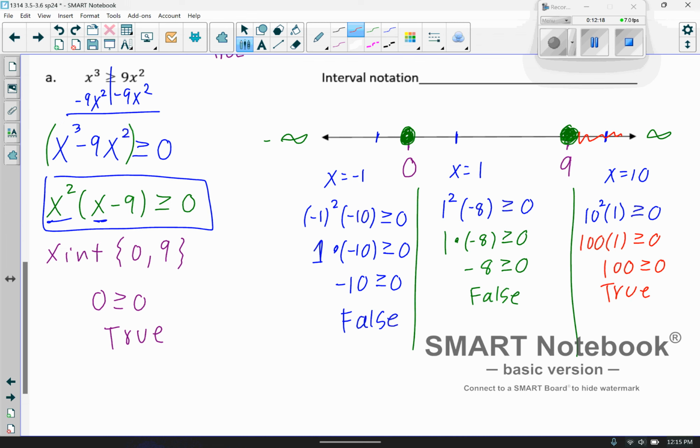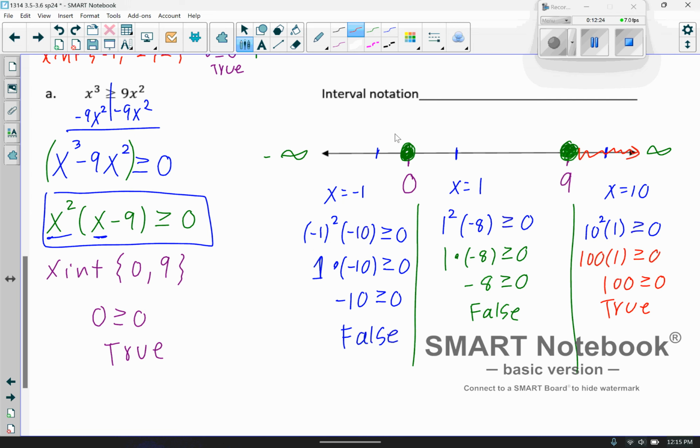Okay, so the way we're going to write our solution, you do need to include 0 because 0 was a value that comes back true. So I'm going to have to do 0 and then union and then put the interval set in, which is going to be from 9 to infinity like that.